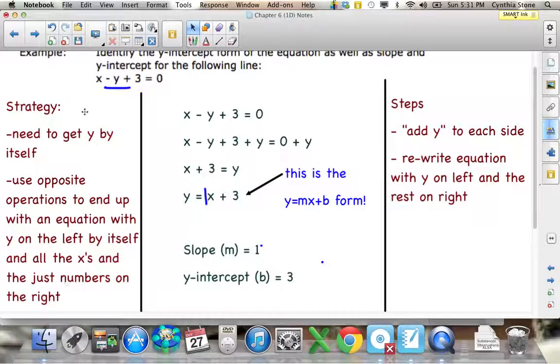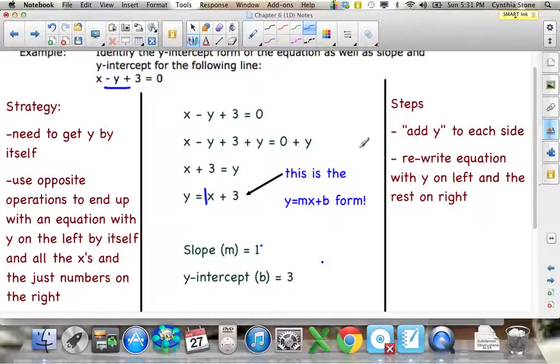Let's look at the left, the strategy. What are we overall trying to do? Well, we want to get y by itself, because that is the y-intercept form, right? Y is by itself. Here's the y-intercept form, and we want it to look like this. So to do that, we just use opposite operations to end up with the x on one side of the equation and just the number on the other side.